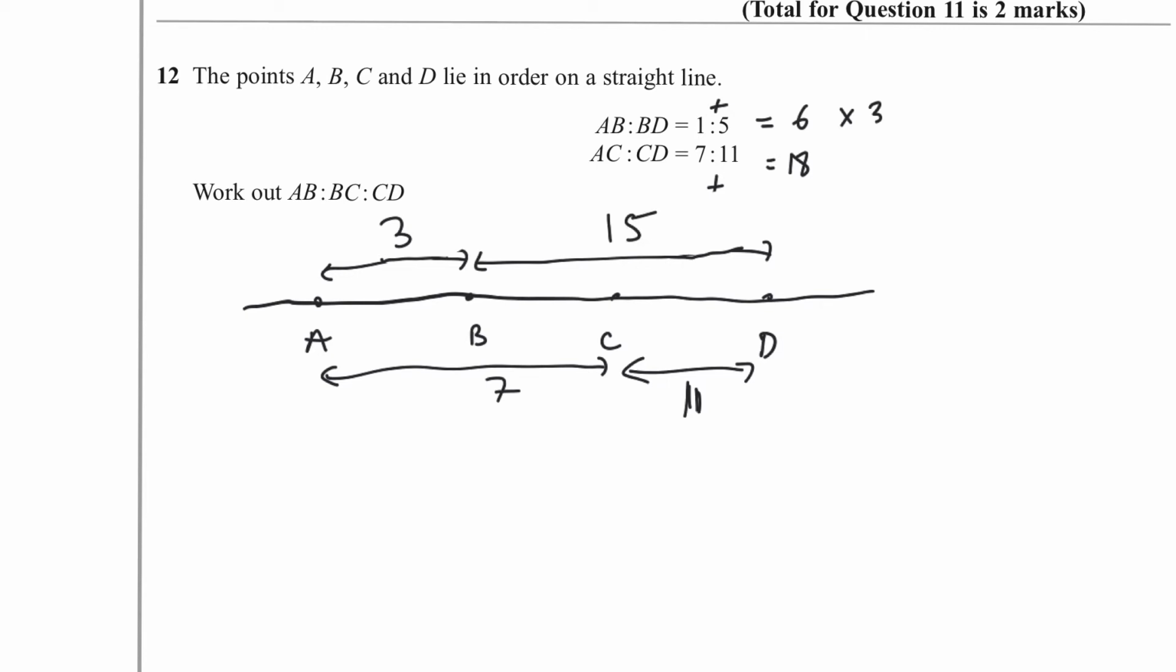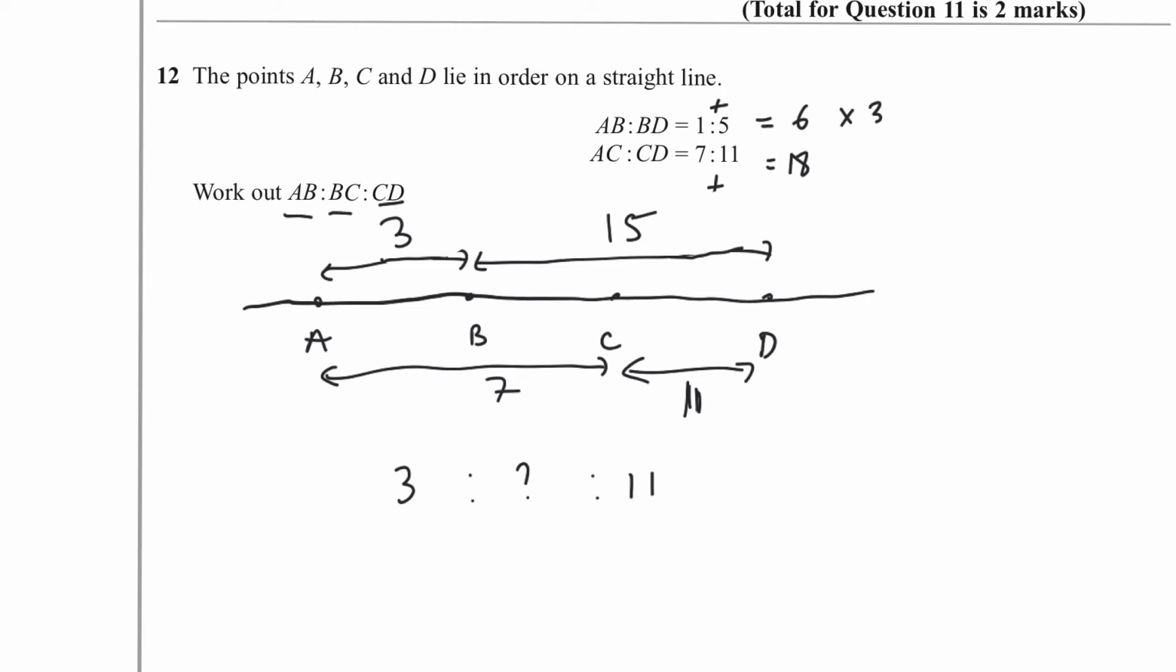So now that we have that, it wants us to work out the ratio of A to B, B to C, C to D. So A to B, we've got 3. B to C, we don't know. And C to D, we've got 11. So we need to work out B to C.